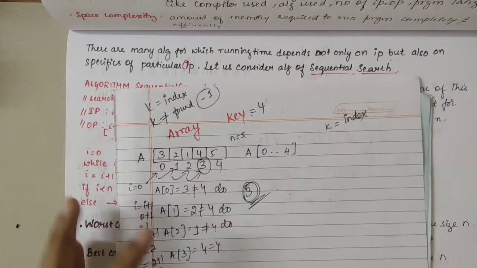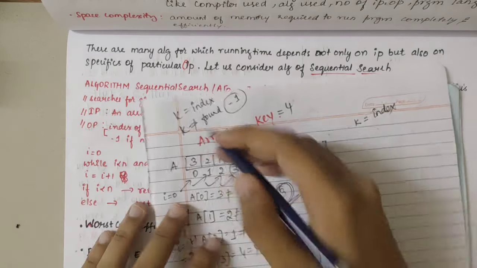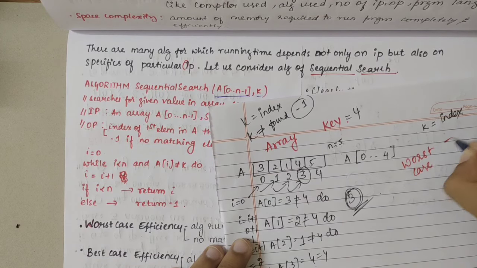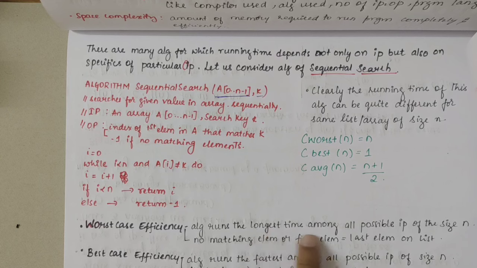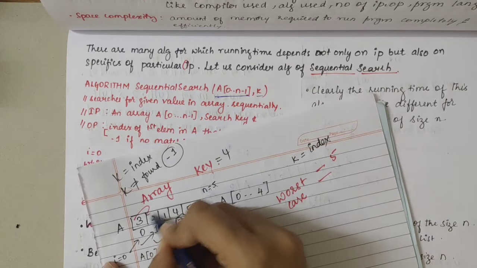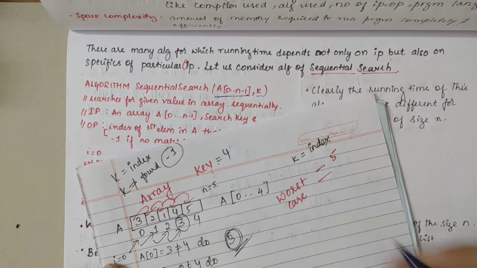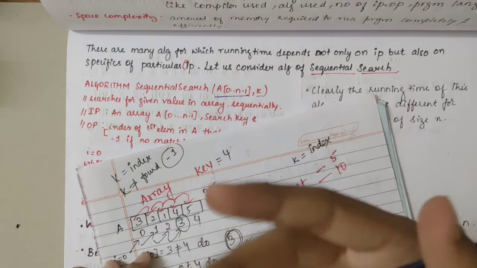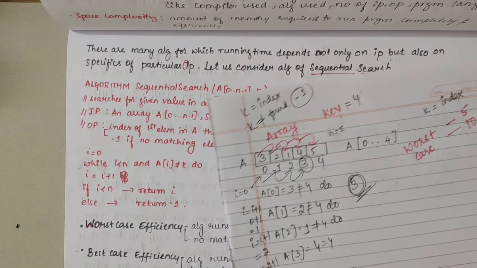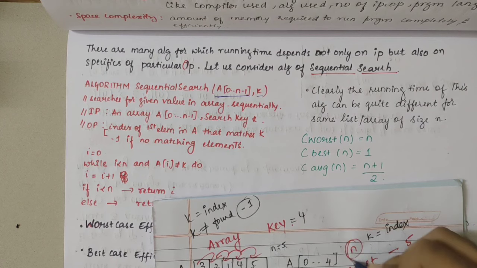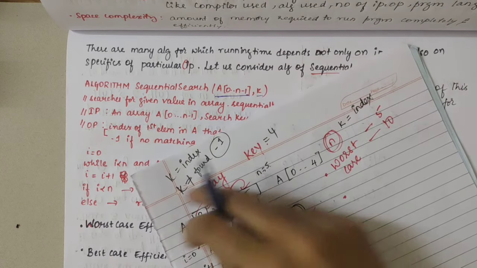If we consider the same list, let me consider the worst case first. In the worst case, the algorithm runs the longest time among all possible inputs of size n, with no matching element. If I give the key value as 5, then the algorithm has to go through all these values, right? So this would be the worst case. Or if I give the key value as 10, which is not present in the array itself, then it will contribute to the worst case efficiency. That is, it has to travel till n, whatever the size of the array is.